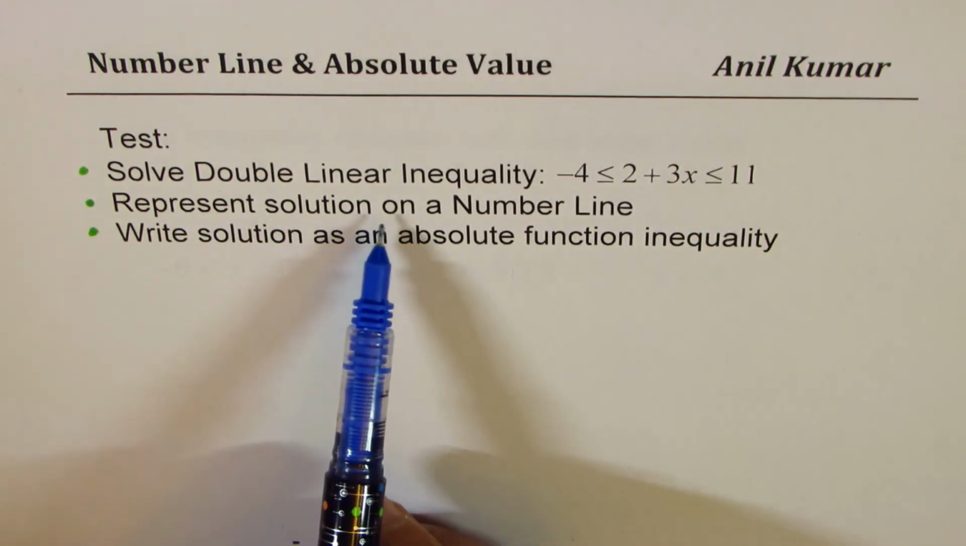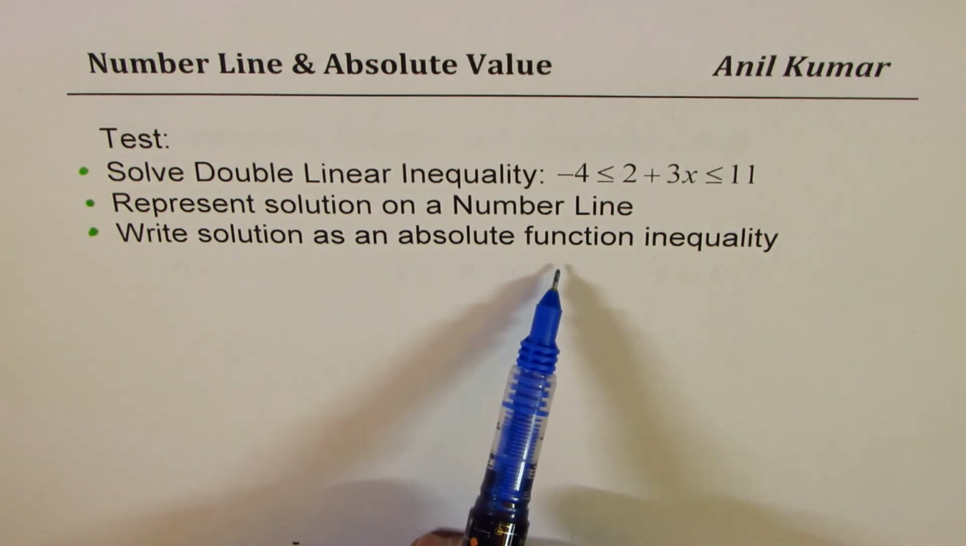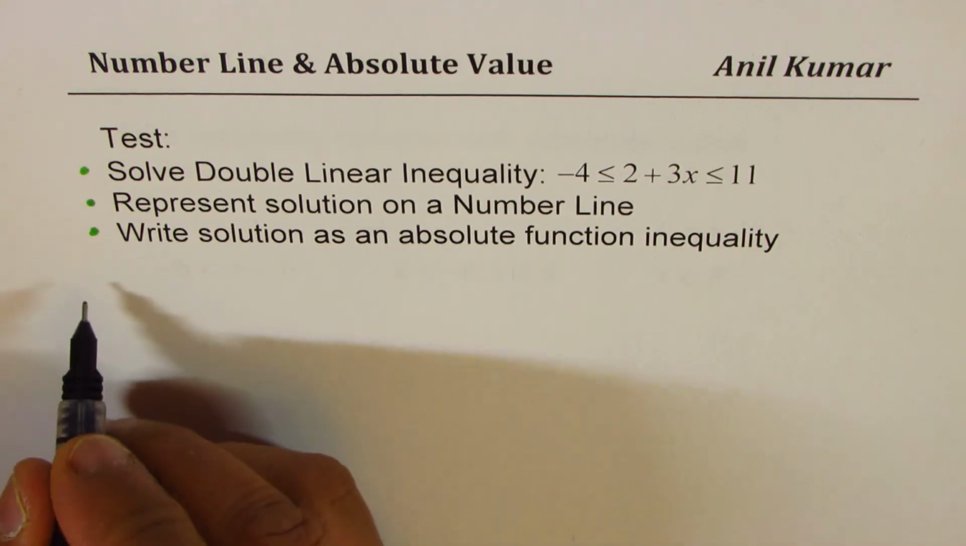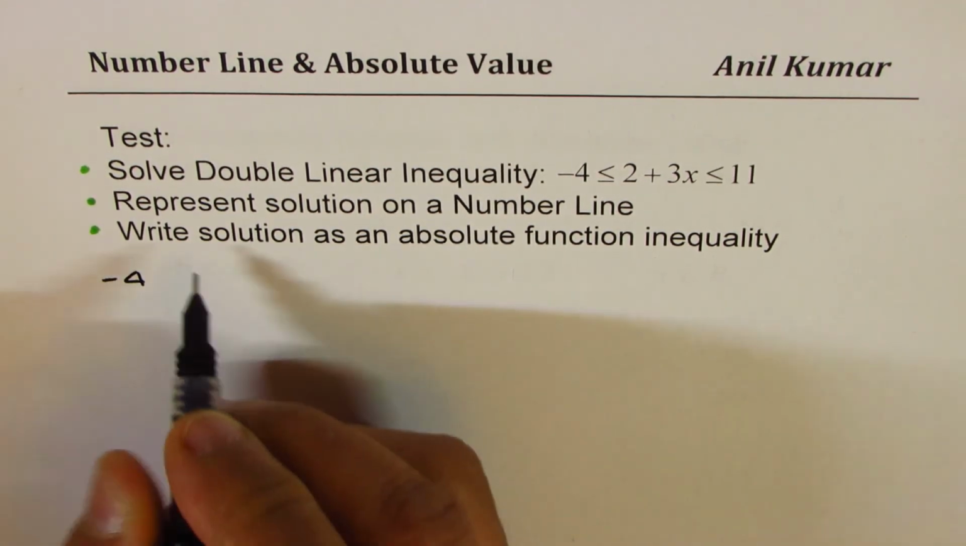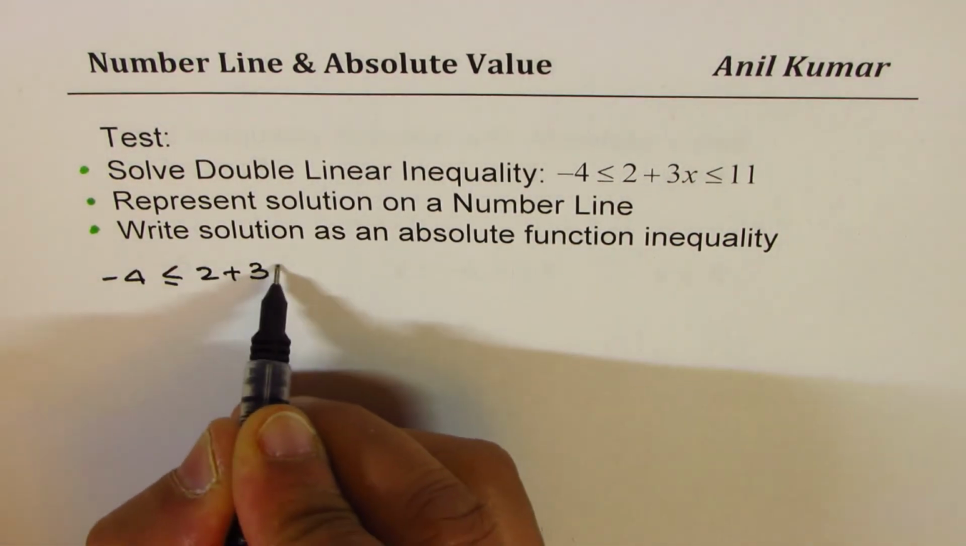The question here is, solve the double inequality where 2 plus 3x is greater than or equal to minus 4 and less than or equal to 11. You need to represent the solution on a number line and write the solution as an absolute function inequality. So there are basically three parts. First, solve the double inequality. Then show the solution on a number line and then find the absolute function inequality to represent the same.